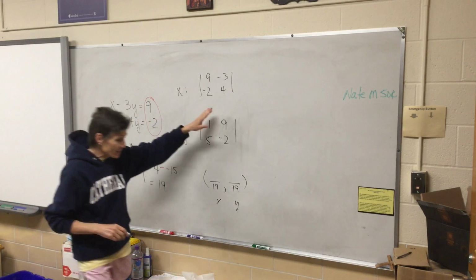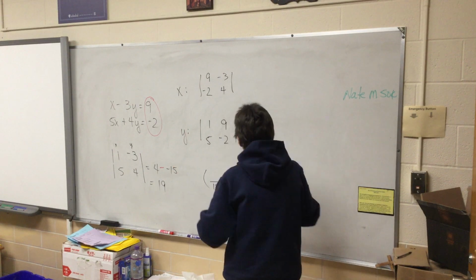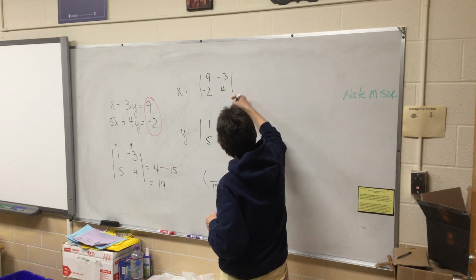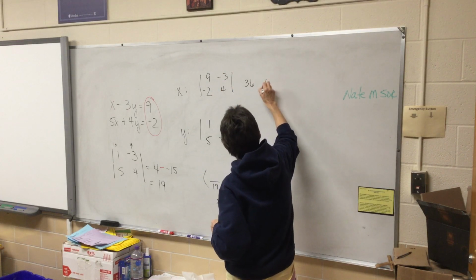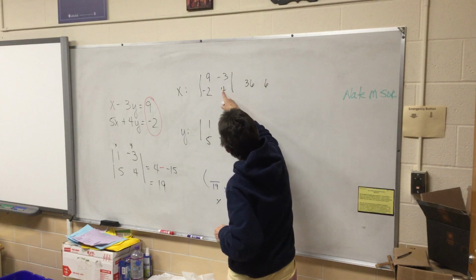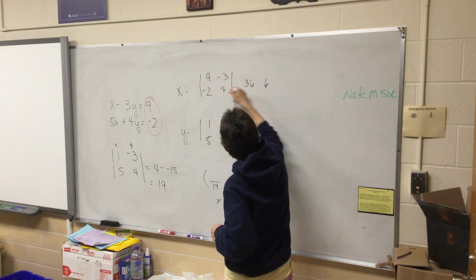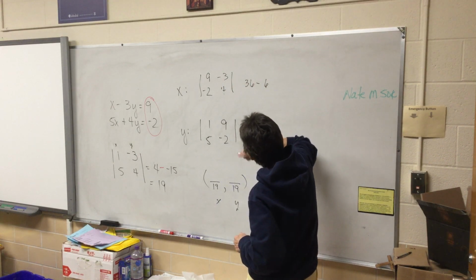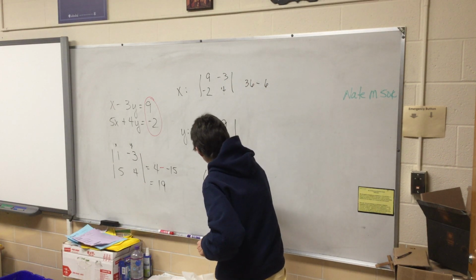And then we evaluate these just like we did that one down there. So we multiply down, 36, multiply up, 6, so 36, 6, and then we subtract. So that numerator is 30.